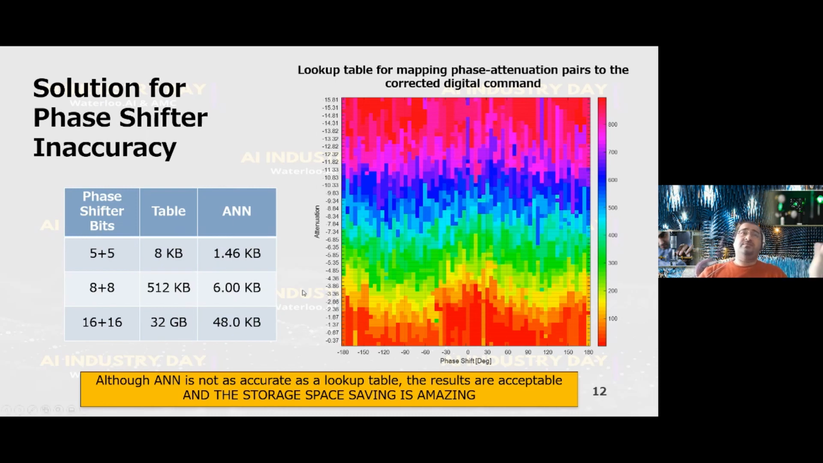The phase shifters we have in our system right now are 5-bit phase shifters. The table requires 8 kilobytes of storage, while the artificial neural network needs 1.46. If it becomes an 8-bit phase shifter, the reduction or compression of data is much higher: 512 kilobytes compared to 6 kilobytes. And for a 16-bit phase shifter, it's 32 gigabytes versus 48 kilobytes, which is amazing. That's the beauty of AI systems that can help us bridge these gaps.